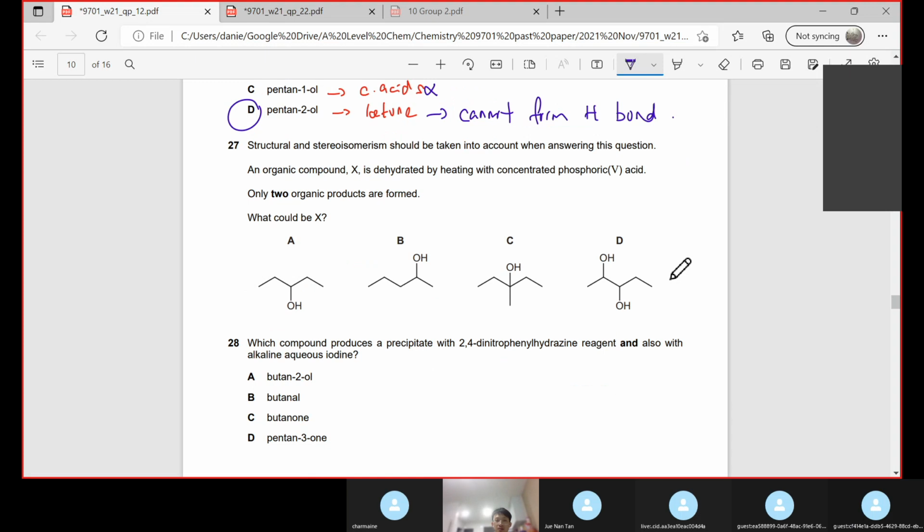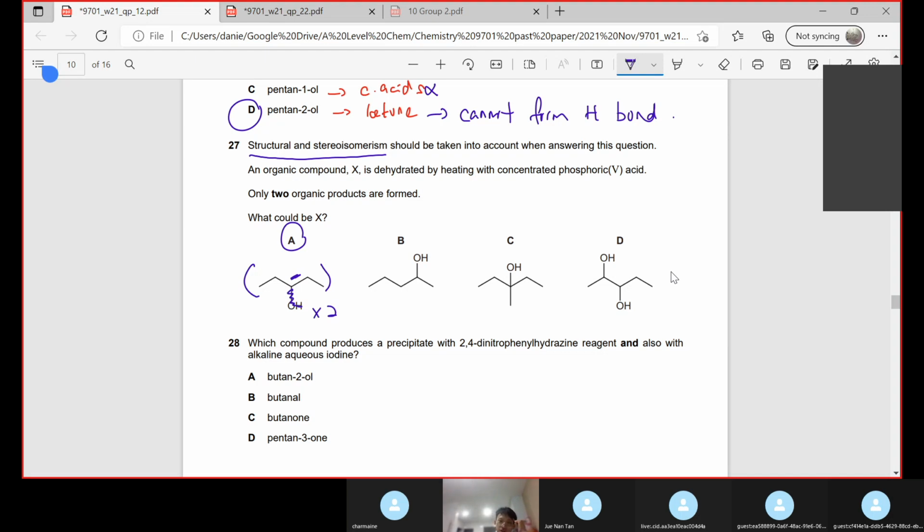Okay, 27. Again, elimination. And you need to consider structural isomerism and stereoisomerism. This answer is A. After you remove the H with the H2O, let's say the double bond forms here. And we have cis trans. So one cis, one trans, two products. Only two. So the answer is A.